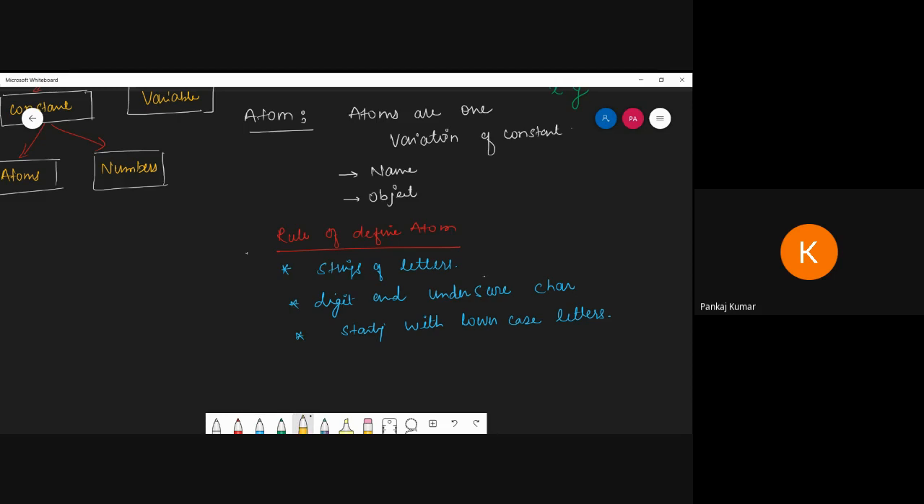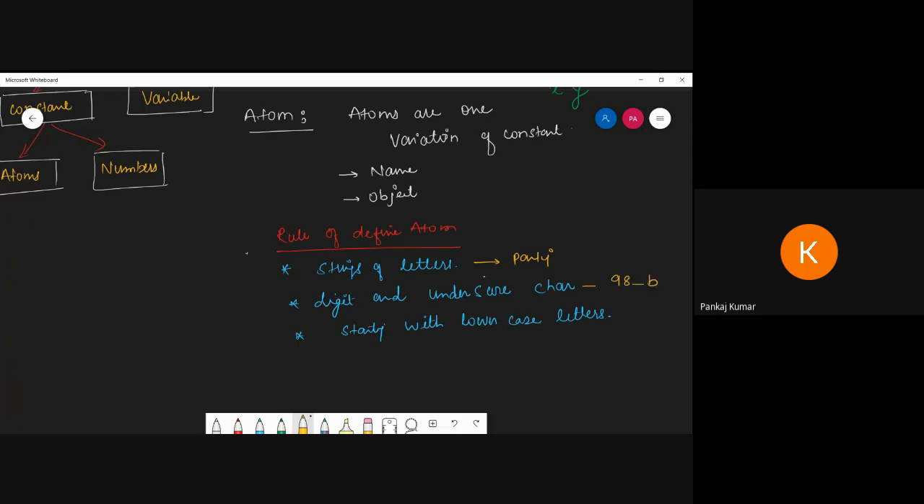Okay, so these are the rules to define it. Suppose I'm talking about one example of all these things. Suppose my name, the string of characters. So suppose I'm writing my name, that is a string of characters. So it will be digit and underscore. What is the meaning of that? So digit, suppose 98/b. It may be possible.